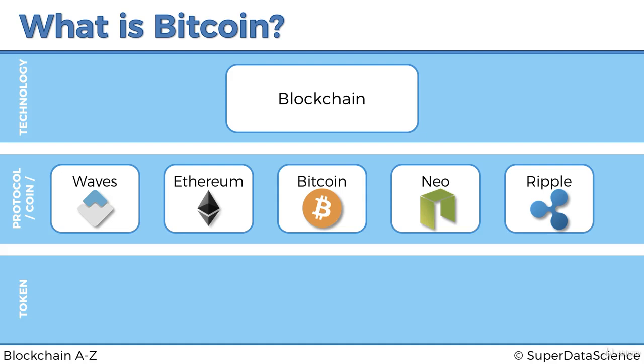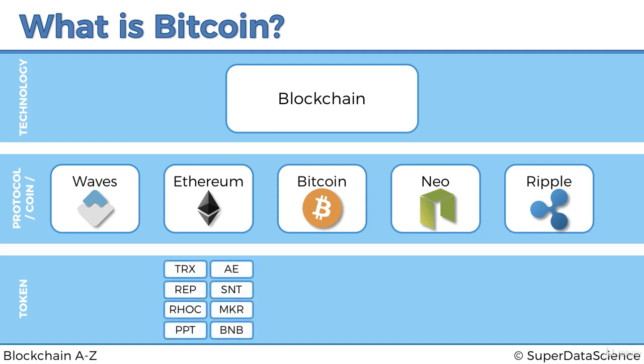For example, Ethereum is the most popular protocol for creating smart contracts and, therefore, for creating tokens. It has the highest number of tokens. There's hundreds of tokens on Ethereum. There's just a couple of examples of them.